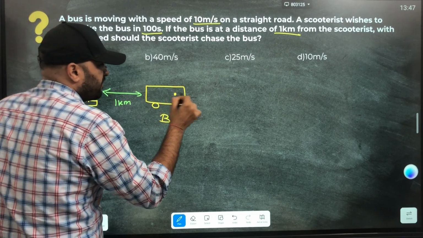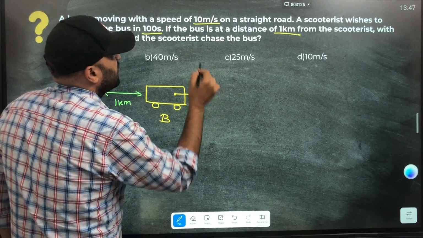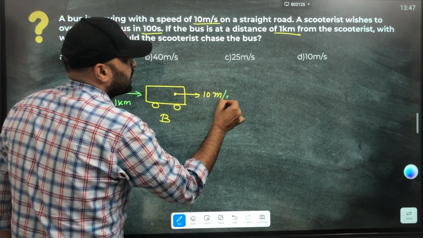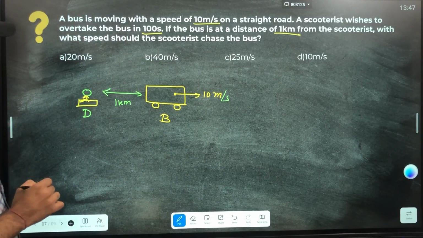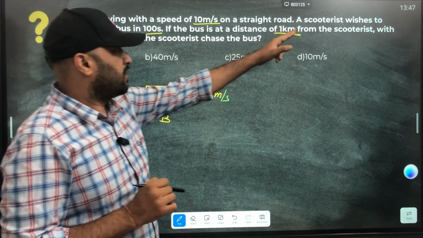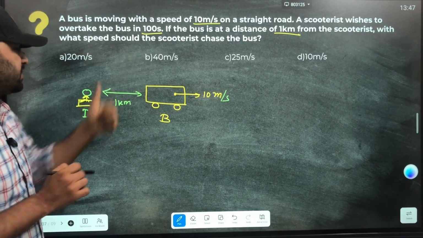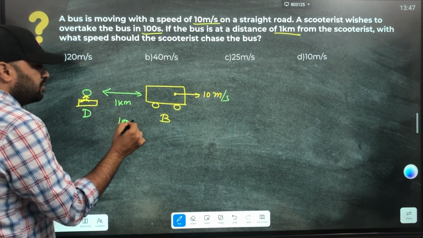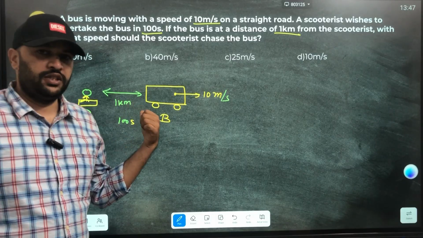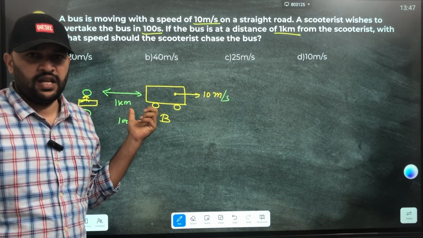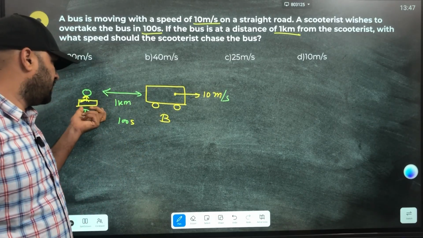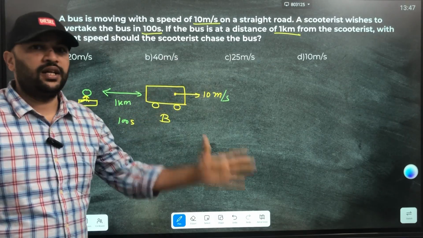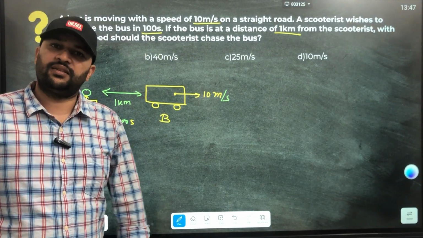The bus is already traveling with a speed of 10 kilometer per hour, right? 10 meter per second, sorry. Clear? This is the data given. And your dad wished to overtake this bus in 100 seconds because he has to go to the office. So to give you lunch, he has only 100 seconds. With what speed should he move so that he can overtake the bus? Concept is clear. Very simple scenario.